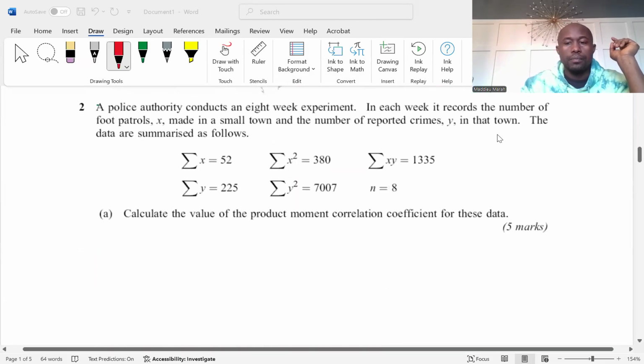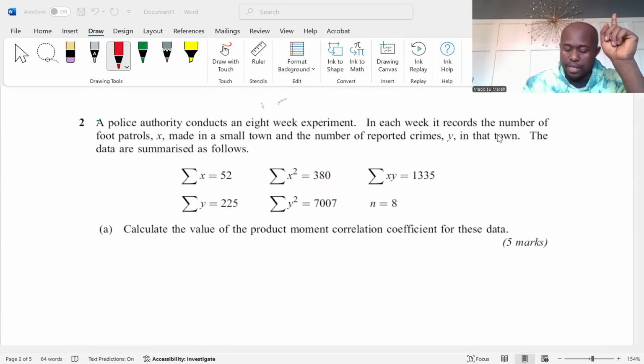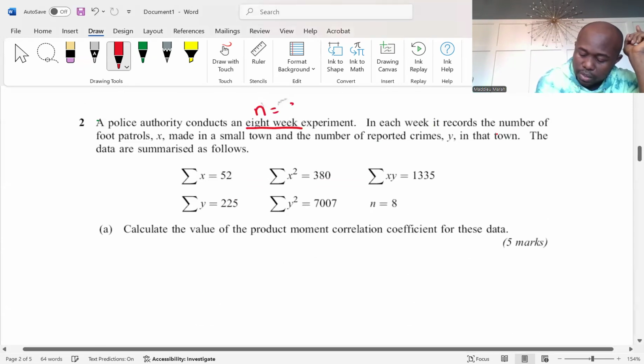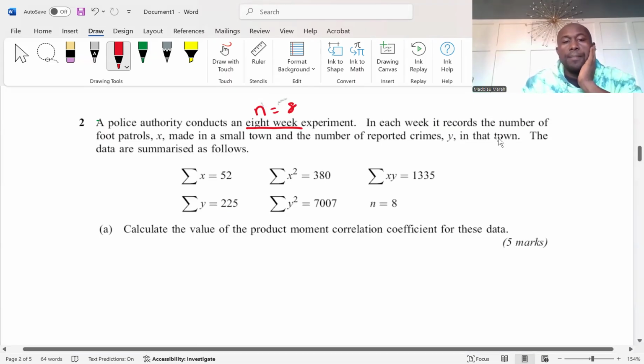Okay. So the question reads, a police authority conducts an 8-week experiment. Automatically, this shows that our N is equal to 8. In each week, it records the number of foot patrols, X, made in a small town, and the number of reported crimes, Y, in that town. The data are summarized as follows.